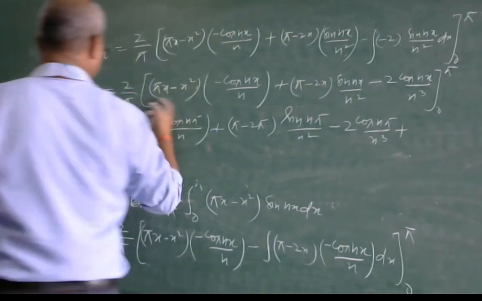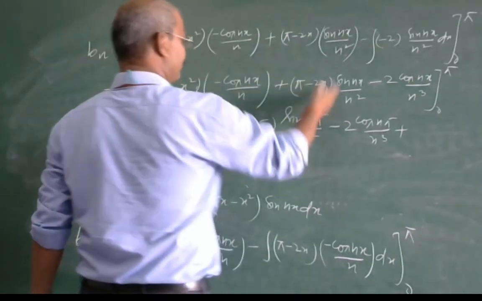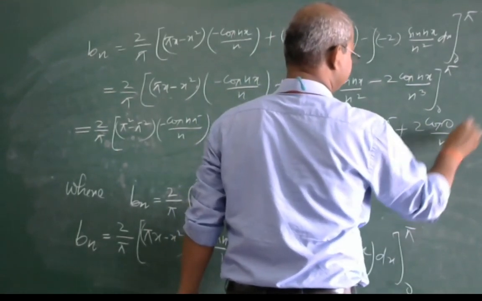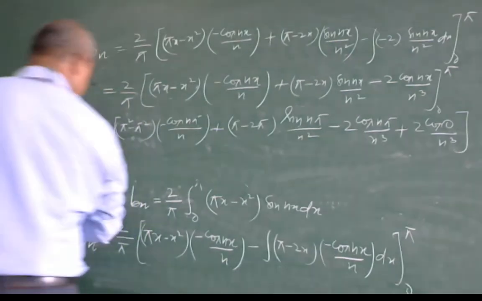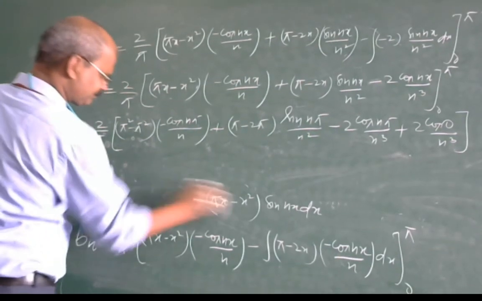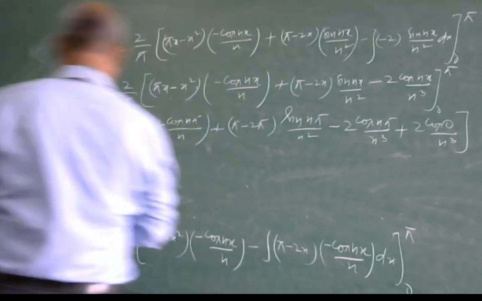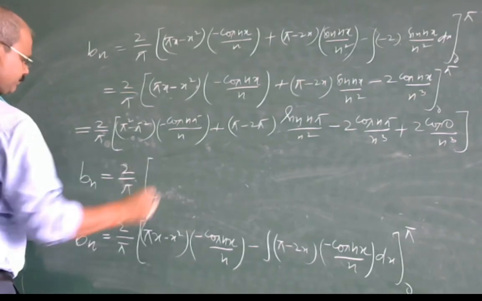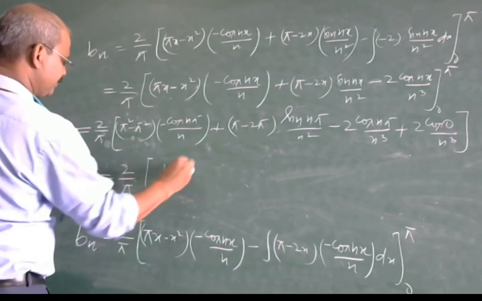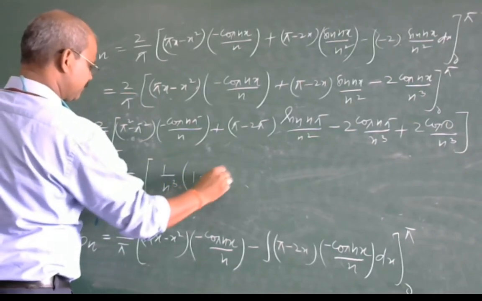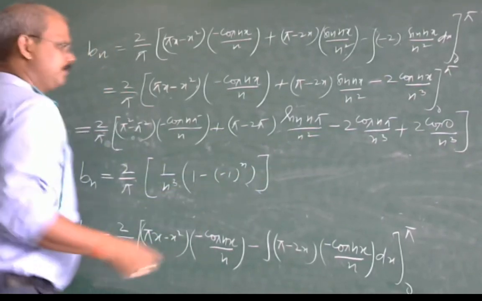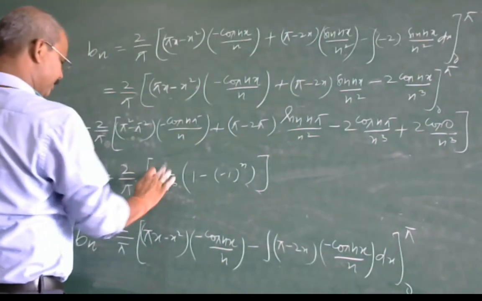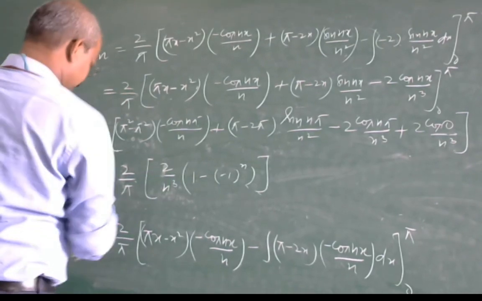And after putting 0, here it will be 0, here also it will be 0, and here it will be plus 2 cos 0 upon n cube. So b_n becomes 2 upon n cube, 1 minus cos n pi. Just see, because cos 0 is 1 and cos n pi is this. So now by taking 2 common.